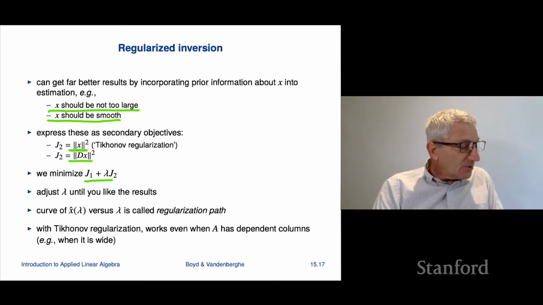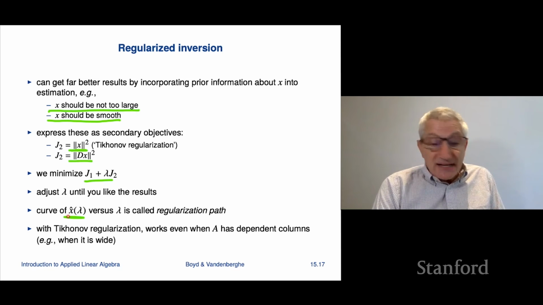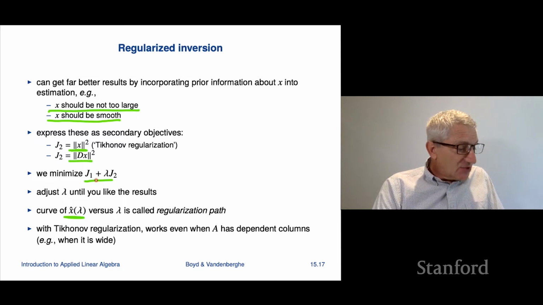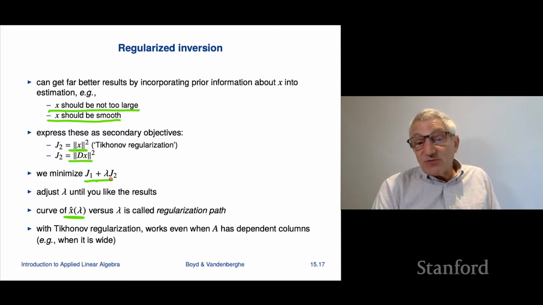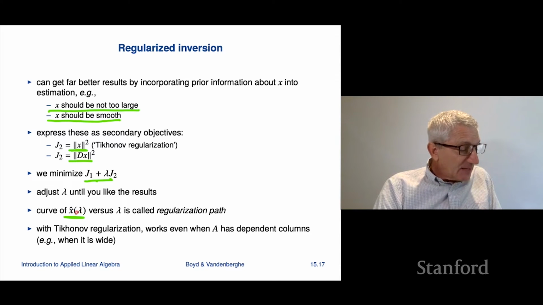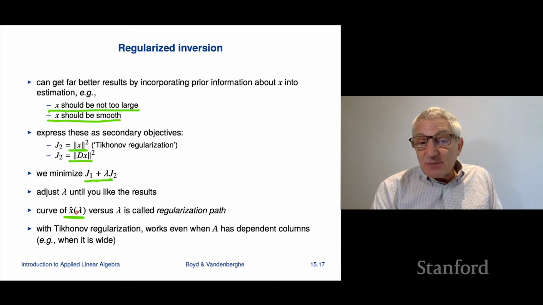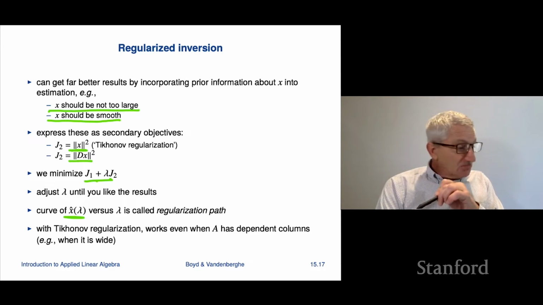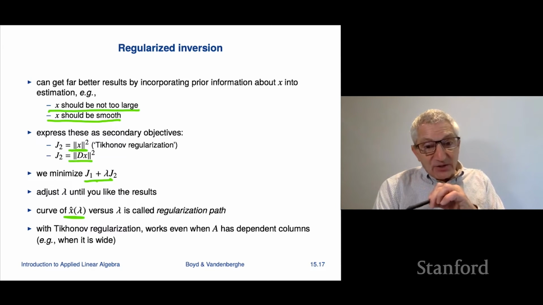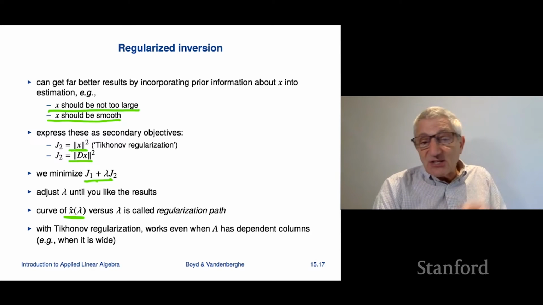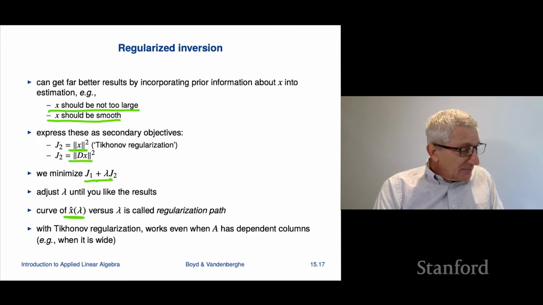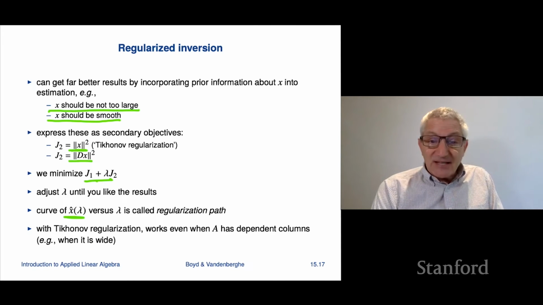Okay. Now, the x hat that minimizes J1 plus lambda J2 is a function of lambda, so we're going to denote that as x hat of lambda. That's called the regularization path. It's like a curve: as you change the parameter lambda, this point in the n-vector moves around along a curve. That's called the regularization path or curve. Now, some very interesting things happen when you look at this.